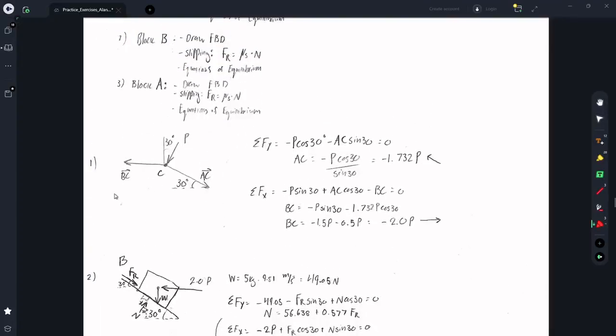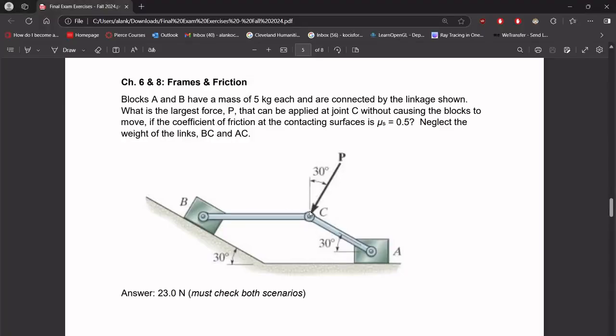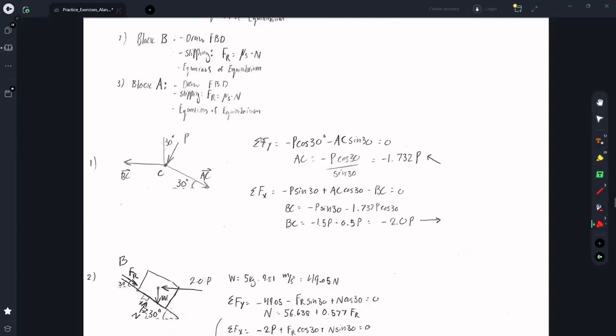The first thing I did was draw a FBD at point C. Here's the force P that acts at 30 degrees, and these two forces are for the compressive elements that go into blocks A and B. So setting up the equations of equilibrium, we have the sum of the forces in the y direction is just going to be P cosine 30 to get this part of P on the y-axis, and then minus this y component of AC, so AC sine 30. Setting those equal to 0, we can solve for AC, which is negative 1.732 P.